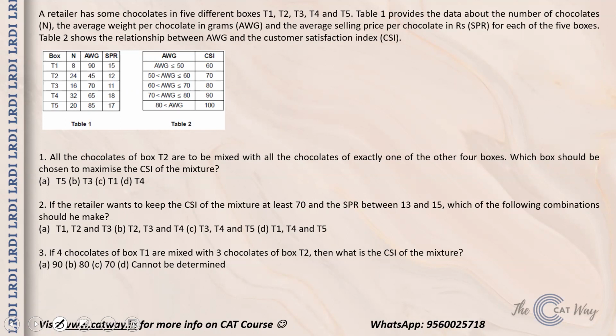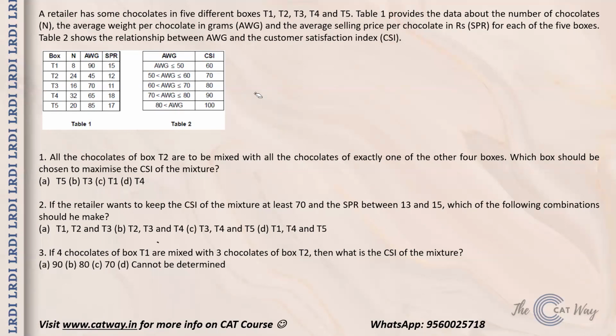Like in table 1, the total number of chocolates we have is 8, the average weight of them is 90, and the average selling price is 15. Similar for all the other boxes. And what we have been given is that if your AWG is less than 50, CSI is 60. If it is between 70 to 80, CSI is 90. If it is above 80, CSI is 100. So this has been given to us.